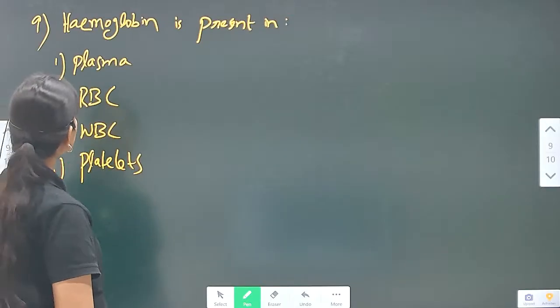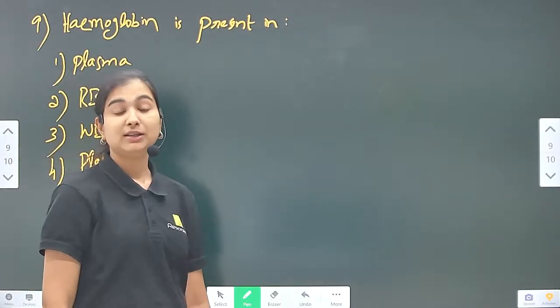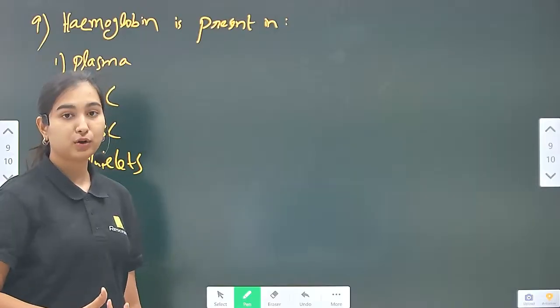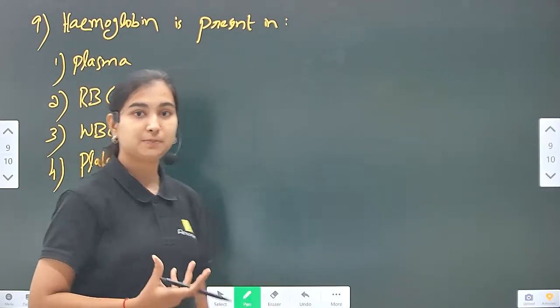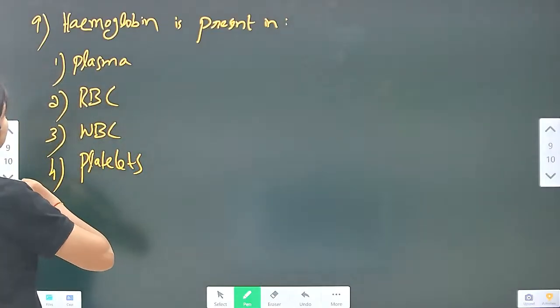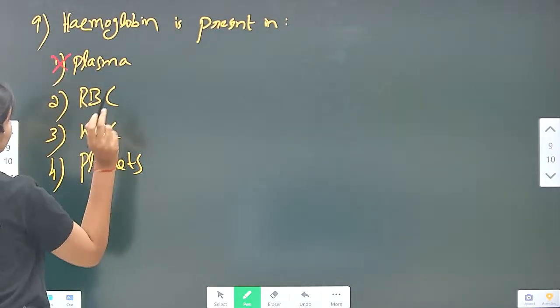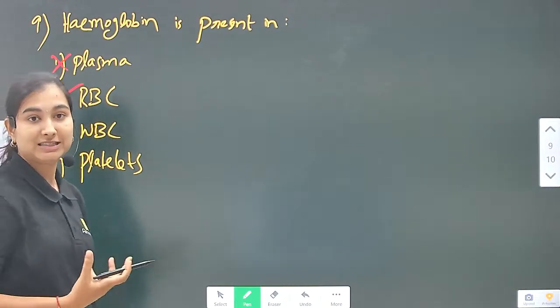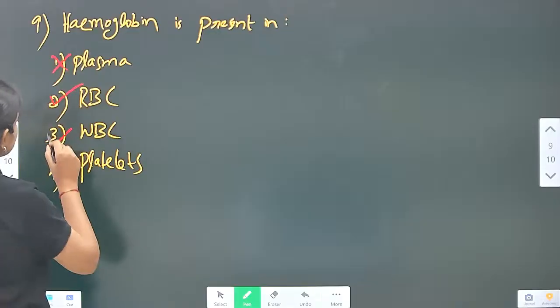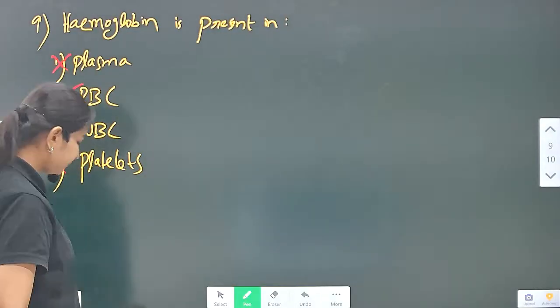Let us move on to the next question, the hemoglobin. Now hemoglobin is a pigment, right? Where exactly is this hemoglobin pigment present? Is hemoglobin present in plasma? No, it is not present in the plasma. It is present in the red blood cells. Here it is not the WBC and not the platelets.